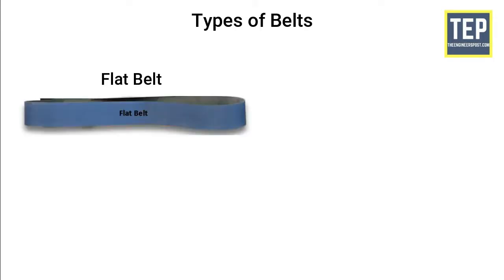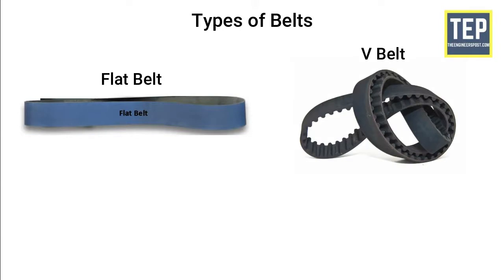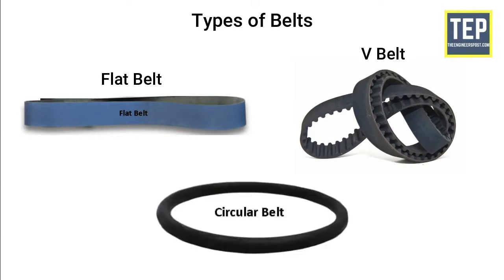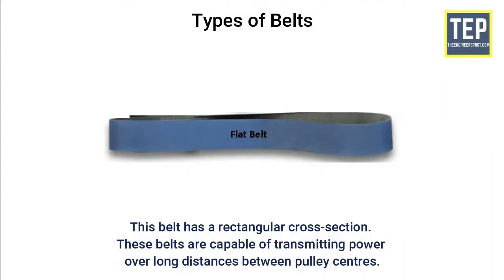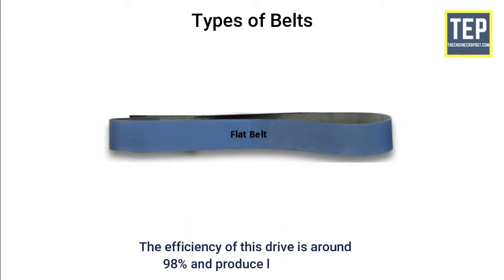Types of belts. There are three most commonly used types of belts, which are flat belt, V-belt, and circular belt. Flat belt has a rectangular cross-section. These belts are capable of transmitting power over long distances between pulley centers. The efficiency of this drive is around 98% and it produces little noise.